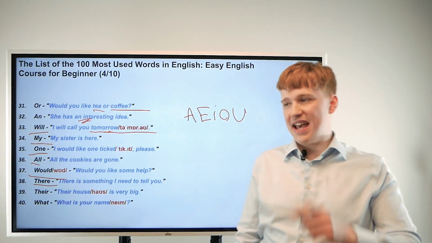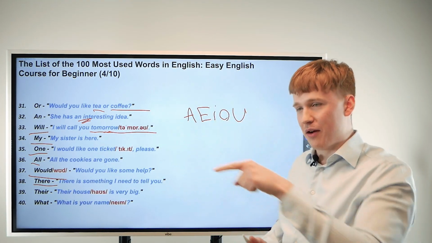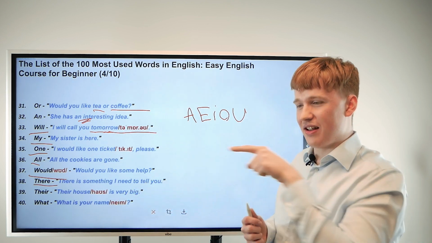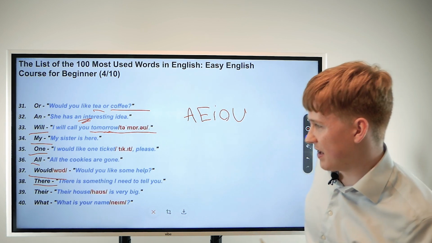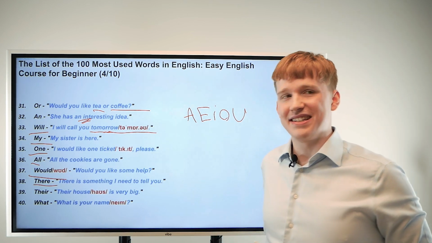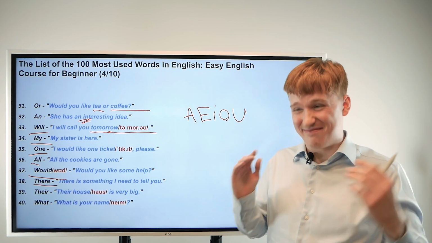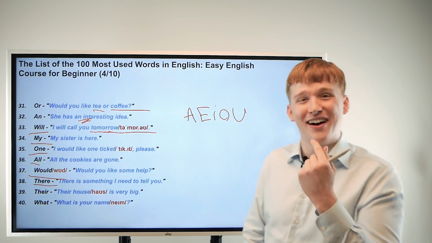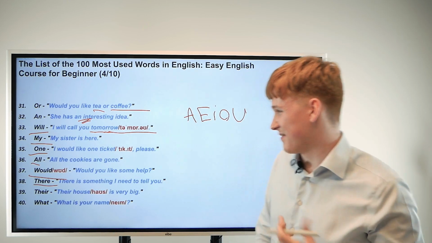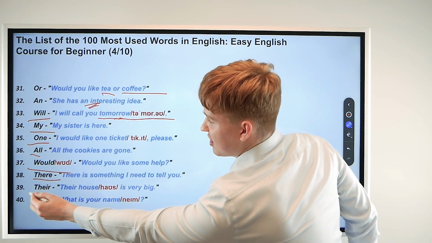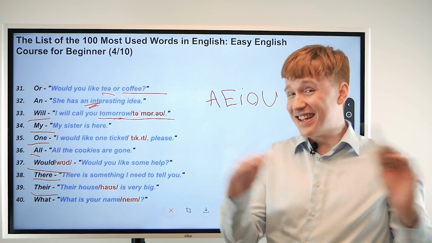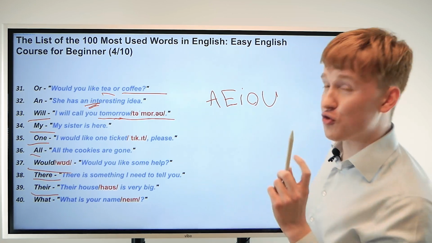Okay, so next up we have there. This is when we are saying something is over there. We're stating that there's a place that isn't here, and you want to almost point at that place. So there is something I need to tell you. So the thing I need to tell you is there. It's at the end of my tongue, and I need to tell you this information. That's perfect.